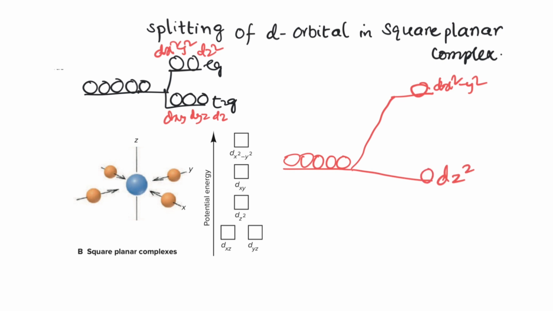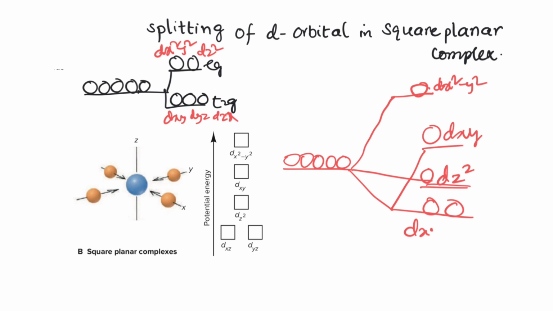dz square orbital. Now in total three orbitals are present here. Among these three, one will be lifted to a higher energy level, that is dxy, and the remaining two are in the lower energy level, that is dzx. Therefore dzx, another is dyz, these are in the lower energy level.